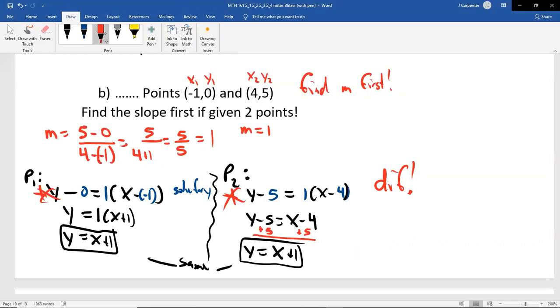But the point slope form, there are literally billions and trillions and quintillions of accurate answers. If I knew that the point 5 comma 6 works, I can go y minus 6 equals 1 times x minus 5. If I know the point 1 million comma 1 million and 1 works, I can go y minus 1,000,001 equals 1 parentheses x minus 1,000,000. That would be an accurate answer in point slope form.